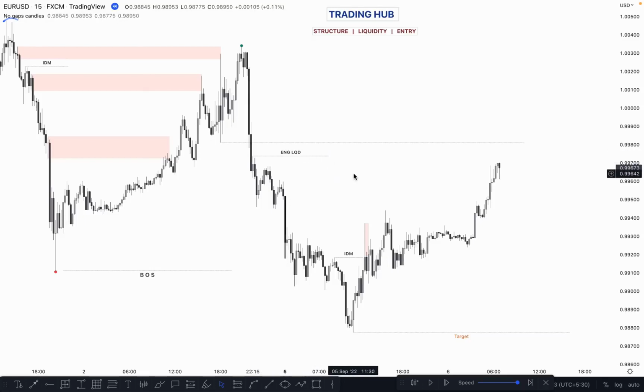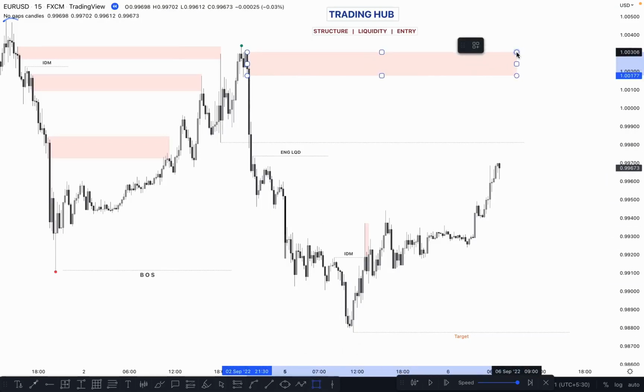I will make a separate video about engineering liquidity and inducement, and this will help you a lot to understand what is happening between this type of liquidity. So when we can sell here, after taking out the engineering liquidity, you have a chance that this is our extreme order block.